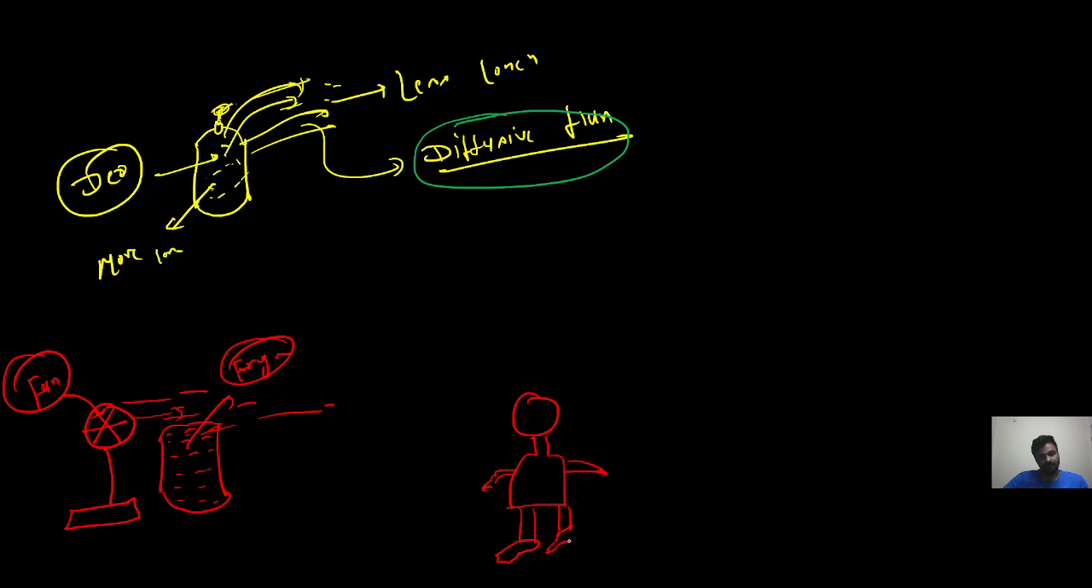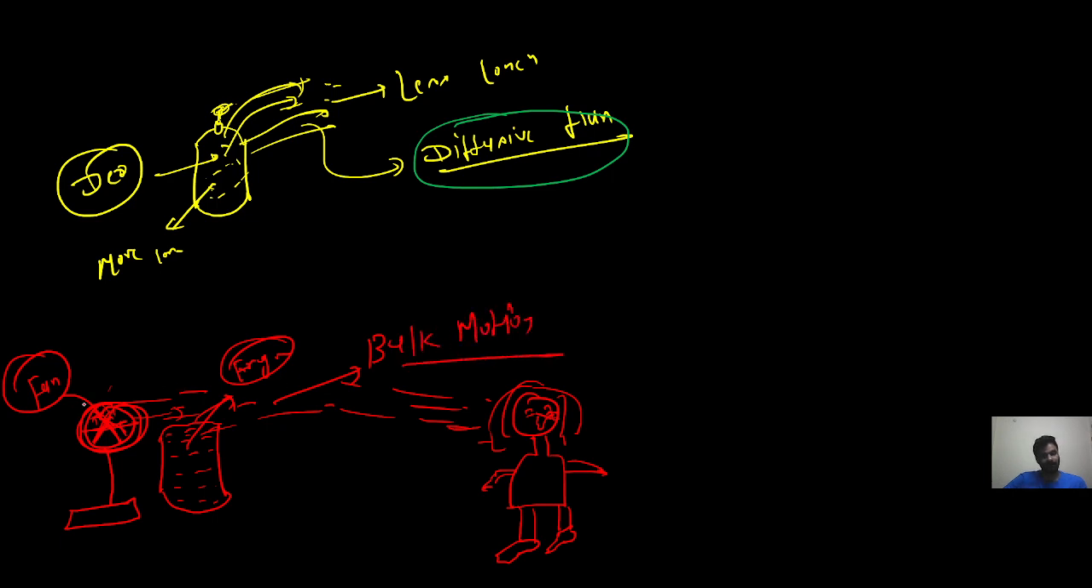If you are standing here, what will happen? You will find some smell over here, right? So it is transported due to this flow. This is the transfer of molecules due to bulk motion. Here there is a bulk motion, because the fan is generating a bulk motion of the fragrant molecules, and it is reaching your nose, and you are able to smell it. That's why here it will be called the convective flux.